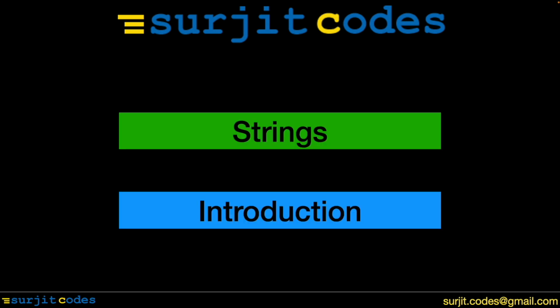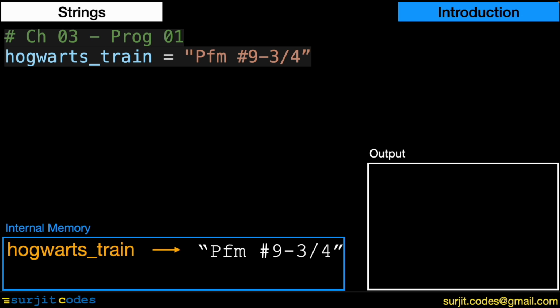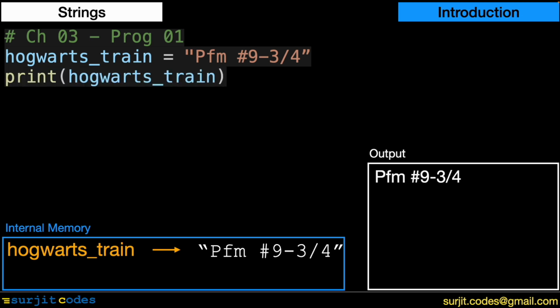Like lists, strings have an ordered arrangement. However, unlike lists, strings are not mutable. It means that we cannot change the characters of the string or their order. Strings are defined within quotes. The second line of this program defines a string, platform number 9 whole 3 by 4, and saves it in the memory in a variable named Hogwarts train, and the third line prints it on the output screen.